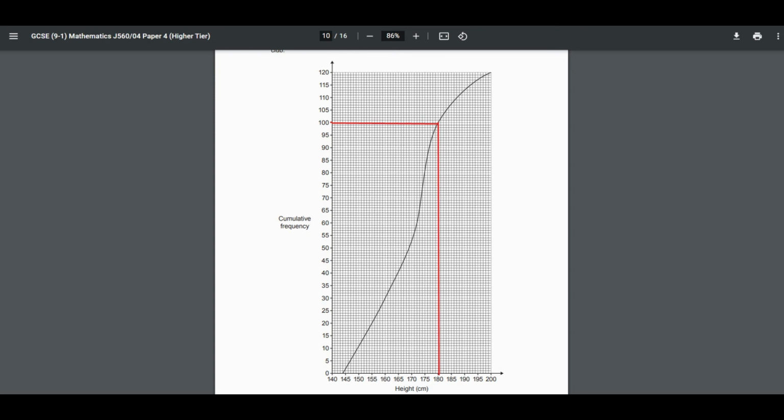So this tells us from 100 onwards are those individuals who have heights that are greater than or equal to 180 centimeters. So what we now need to do is 120 take 100 to get how many of those individuals are 180 centimeters and taller. So that will be 20, and then we'll do 20 divided by 120 and then times by 100 to get the percentage, which gives you 16.67%. And that's the answer for that one.